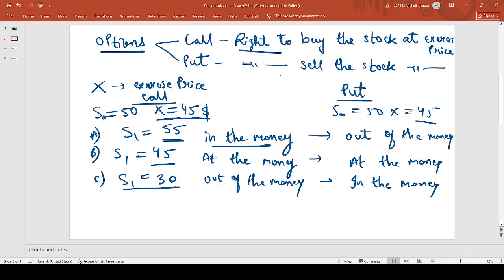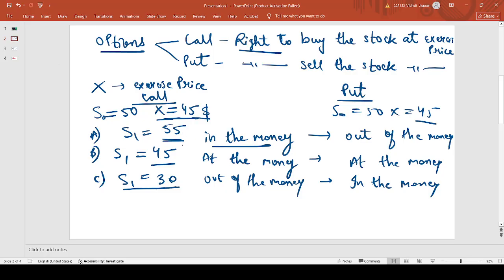Put option gives us the right to sell the stock at exercise price in future. So we will denote exercise price through X because that is how we denote in CFA. Okay, so let's just understand the basics. Let's say the stock price today is 50. If you buy a call option and the strike price is $45, call option for 1 year.